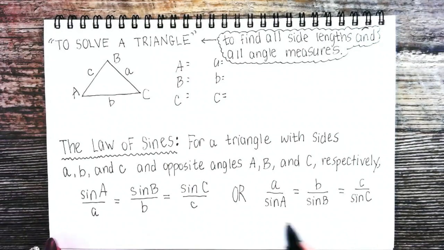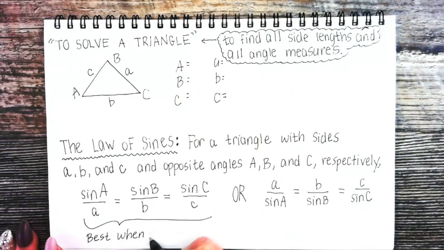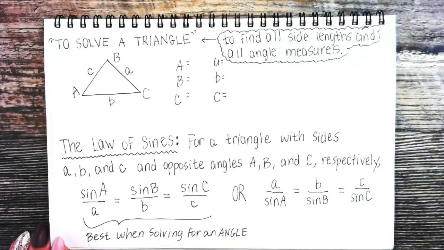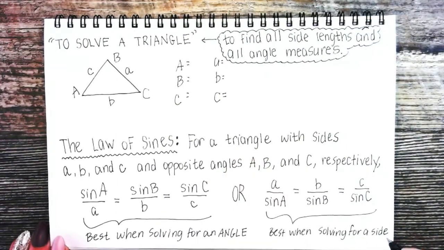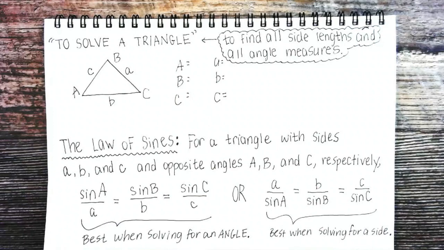So let's write down when each is ideal. Most people will use this every time and call it a day. They're fine with it, okay? But if you want to pick and choose for which is best, I would say this one is best when you're solving for an angle, and this one is best when you're solving for a side. But like I said, most people are really just going to default to one and use that same one every single time. There's nothing wrong with that. I'm just giving you some advice.